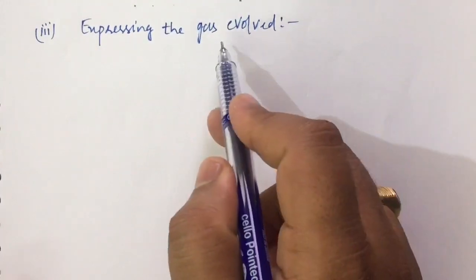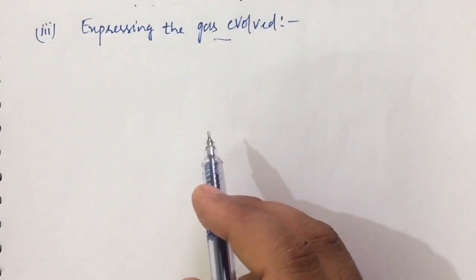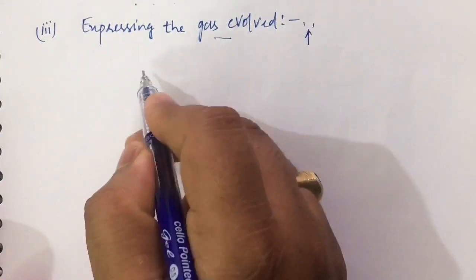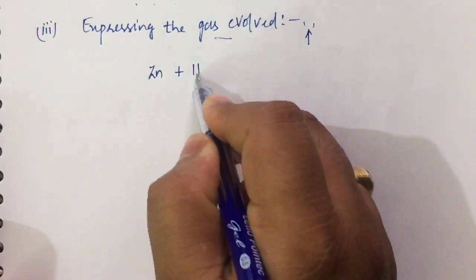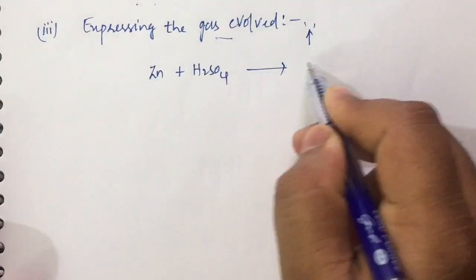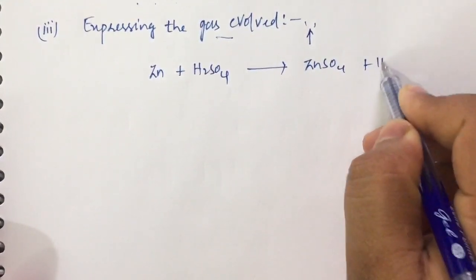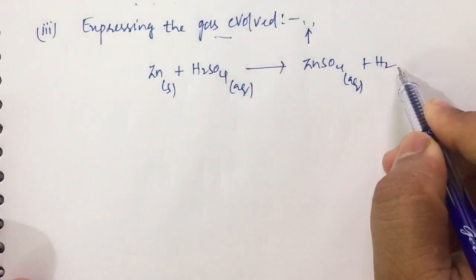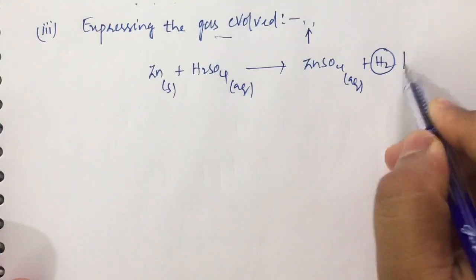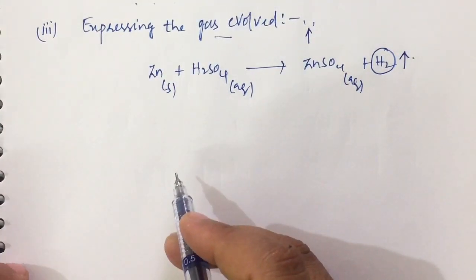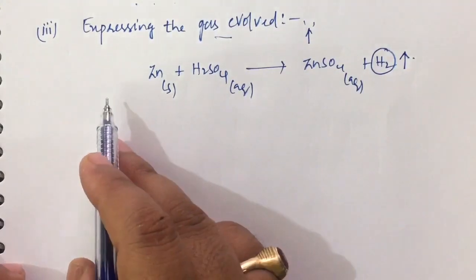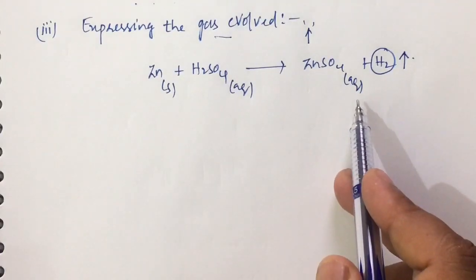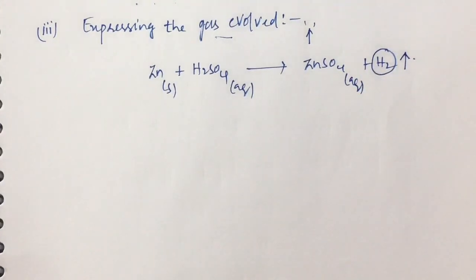Now, how do we express gas evolved during a chemical change? Gas evolved in a reaction is represented by an upward arrow mark. For example, Zn plus H2SO4 gives rise to ZnSO4 plus H2. So zinc is solid, sulfuric acid is aqueous, zinc sulfate is aqueous, and here a gas, H2, is liberated, so it is represented by an upward arrow mark. It is important, as a question could be asked: how do we represent the gas evolved in a chemical reaction? Gas evolved in a chemical reaction is represented by an upward arrow mark.